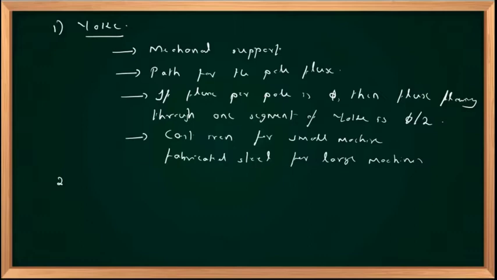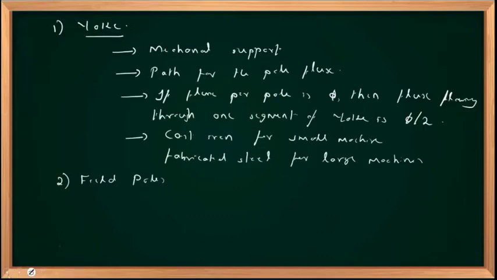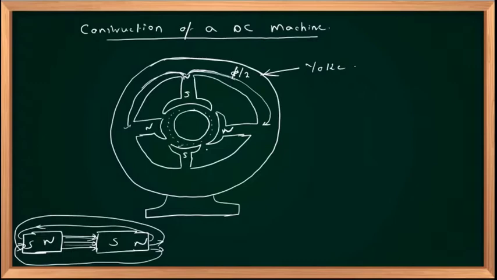The next part of the DC machine is field poles. Field poles. You see this? This is a pole. This part is called pole, field pole. And this is pole shoe, and this is pole core. This part is called pole shoe. This part is called pole core.